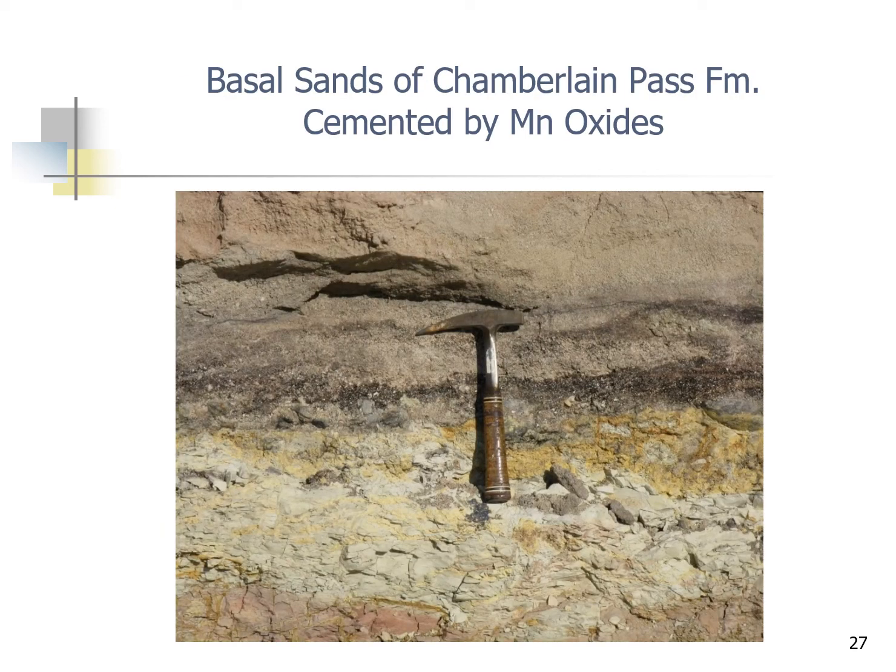Basal sands of the Chamberlain Pass Formation in that same outcrop. What looks like carbonaceous material is actually manganese oxides. Manganese is mobile under reducing conditions, but it precipitates out in oxidizing conditions. And this is overlying the Pierre Shale below it. At the base of the hammer, we have modified or weathered Pierre Shale.